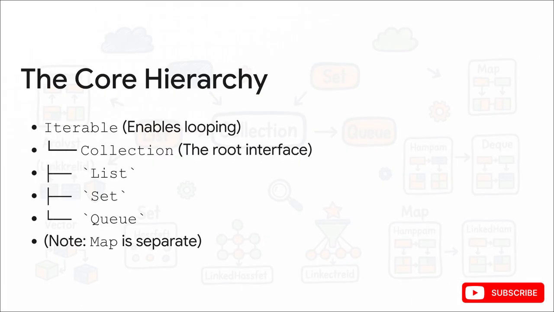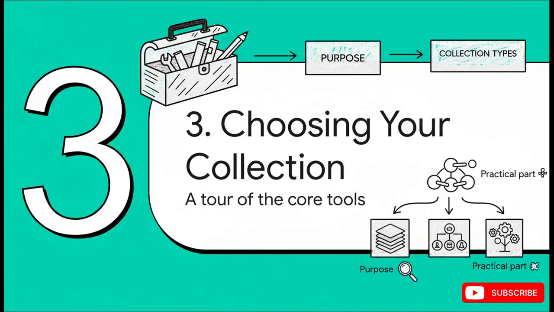Okay, let's look at the hierarchy and see how this all builds up. At the very top, we have Iterable, which is super simple. It just guarantees you can loop over the elements. Collection extends that, and from there, it branches into our 3 main types, List, Set, and Queue. Now, you're probably noticing that Map isn't part of this tree. That's totally deliberate. A Map doesn't just store items, it stores key-value relationships, so it gets to live in its own separate hierarchy.